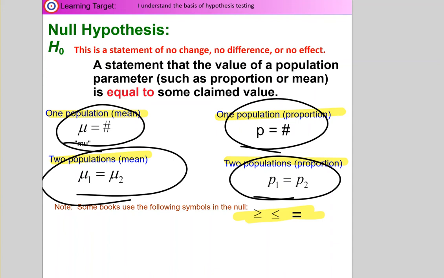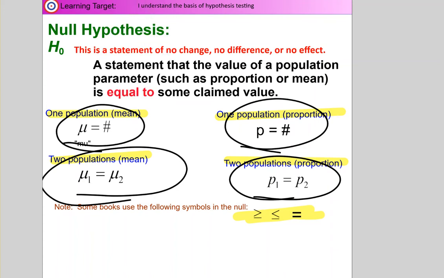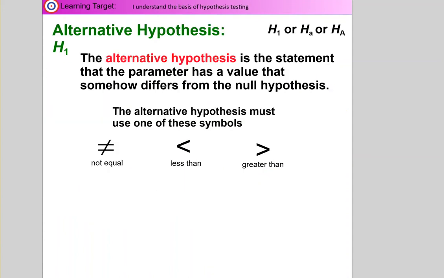So when we're writing the null hypothesis, the first thing we need to do is determine, are we talking about a mean or a proportion? That will determine which of these two we're using. Then we'll have to figure out what that value is as part of our claim. So really just remember, your null hypothesis is always equal.